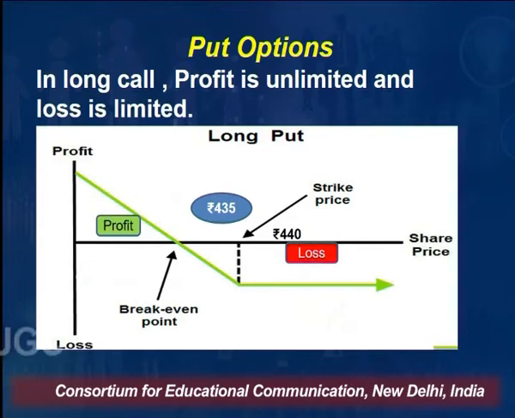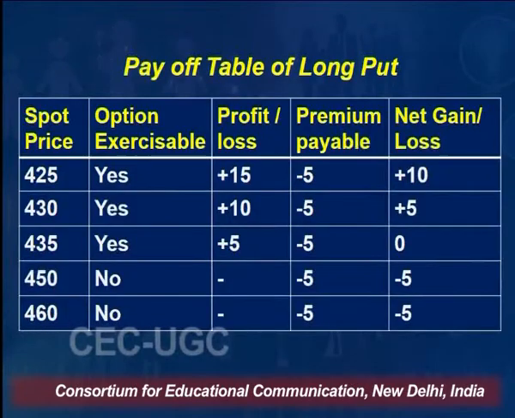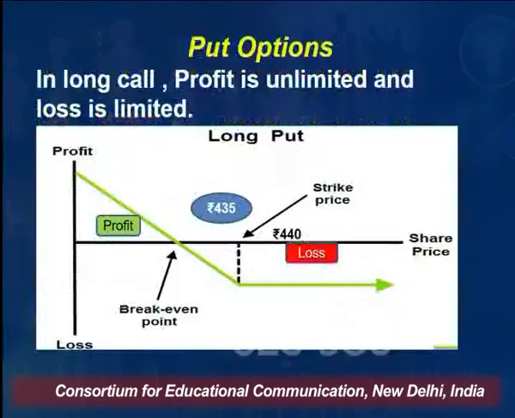If the price is below 435, right, 425, 430, then only it is beneficial. Any price less than 435 is beneficial for the put holder to exercise the put, right? Any price more than 435 rupees, the put option holder will not exercise the right, and the loss is limited to 5 rupees per share. This way, friends, the call option and the put option work.